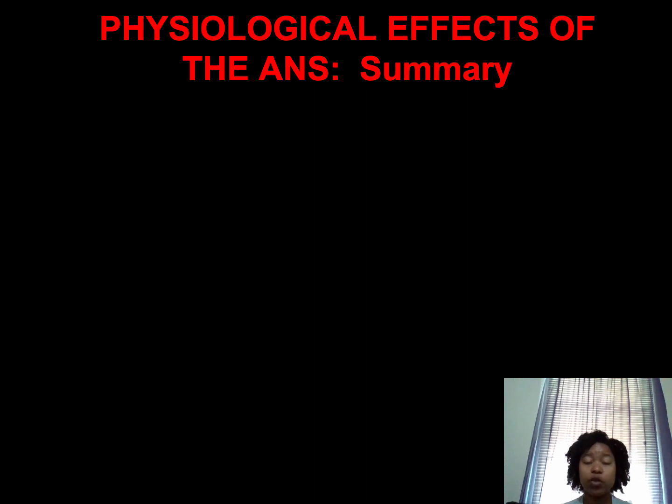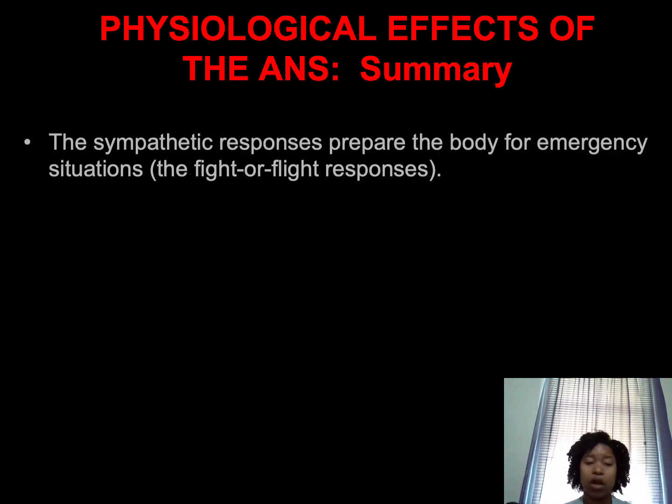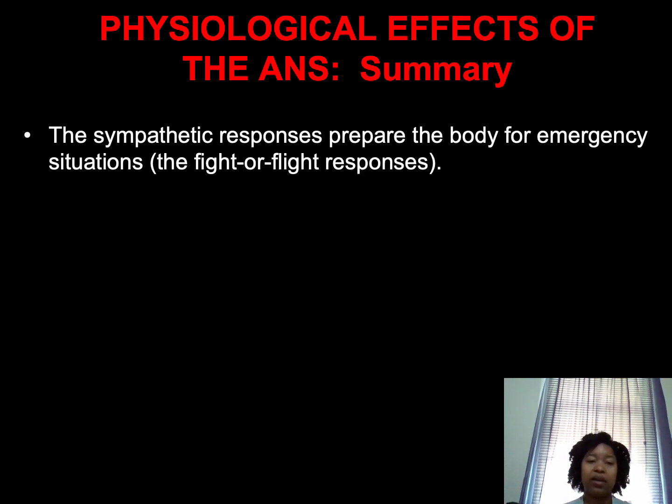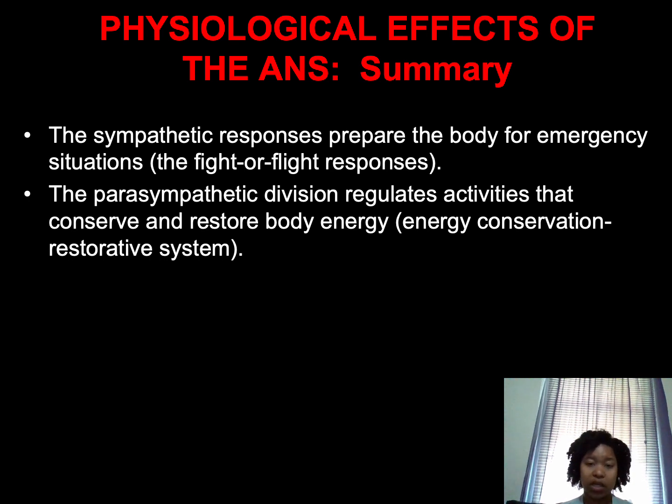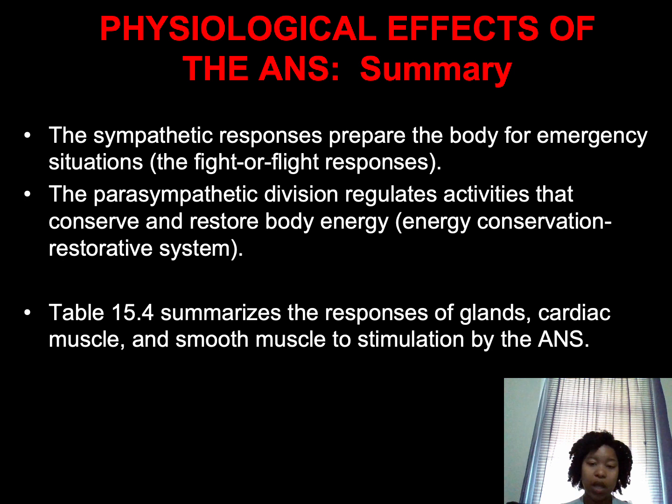And so this is just a summary of the physiological effects of the autonomic nervous system, right? So you have sympathetic responses that prepare the body for emergency situations. That's your fight or flight. And parasympathetic regulates activities that conserve and restore body energy. So that's energy conservation, the restorative system. That's your rest and digest. There's a table that summarizes all the glands and cardiac muscle and smooth muscle that are stimulated by this. But remember, if it's autonomic nervous system, it's those three things. It's cardiac muscle, smooth muscle, and glands.